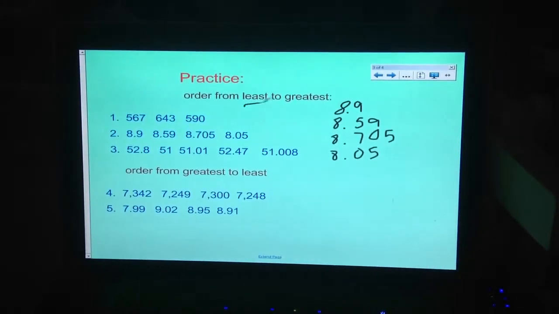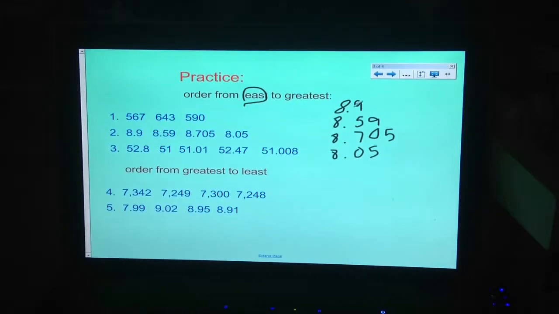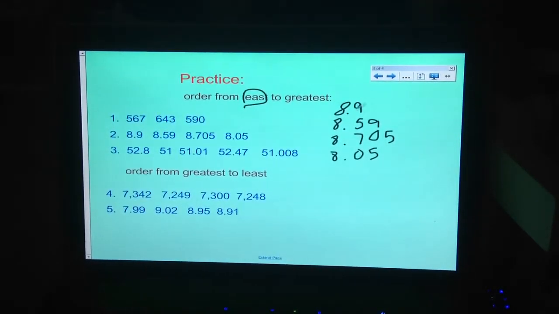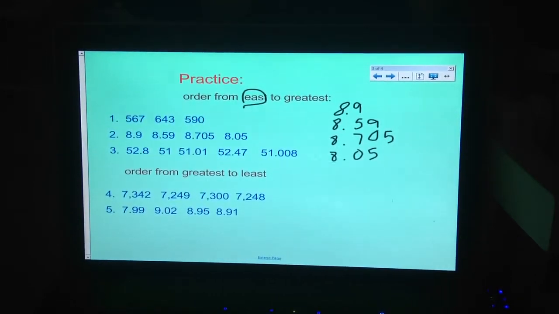Or I want to go the smallest number first. So I'm going to look at the tenths place. And I can see if I'm looking for the least number, this one has the smallest number in the tenths place. See how it has a 0? So I would list that one first.